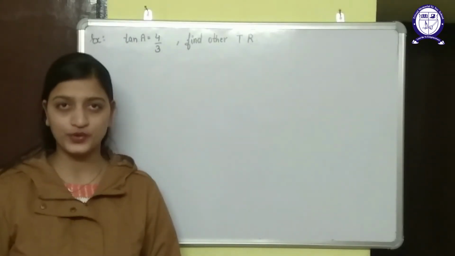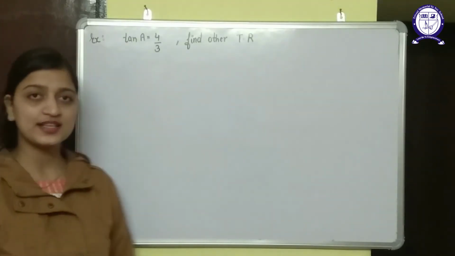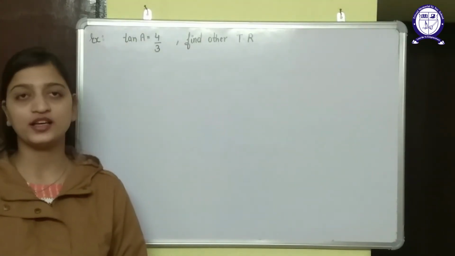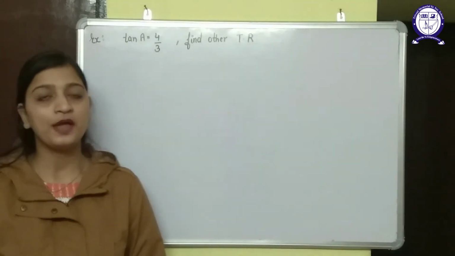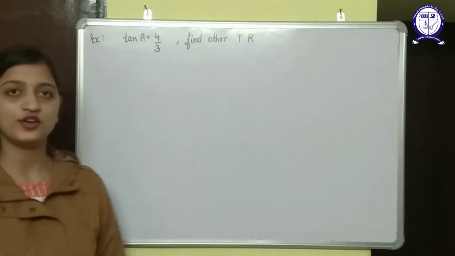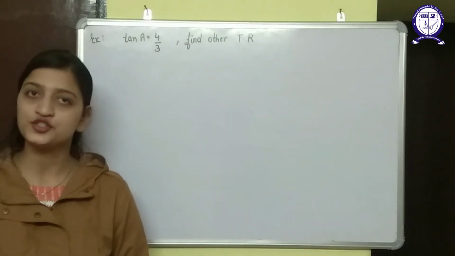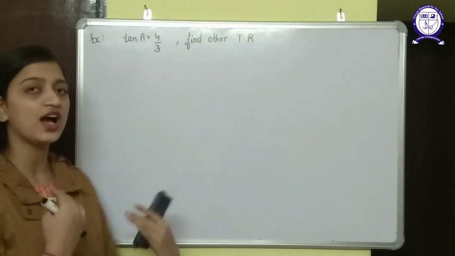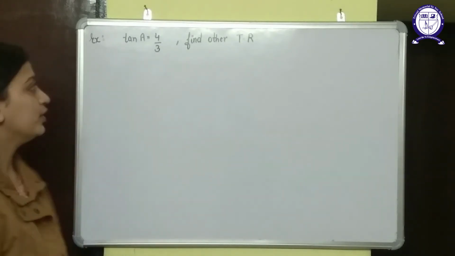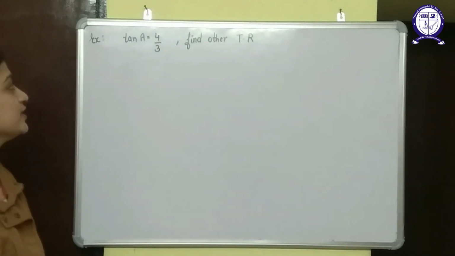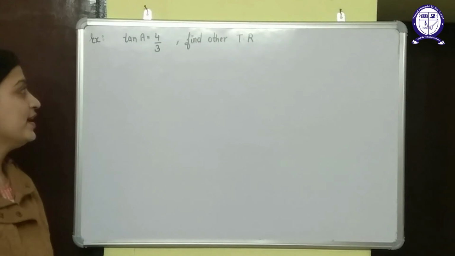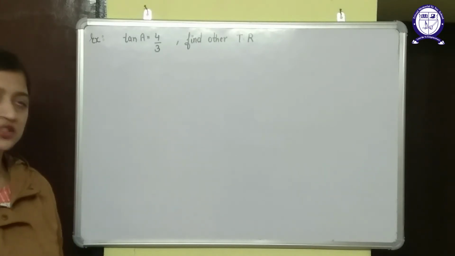Now let's take one more example. In the previous example, the sides of the triangle were given directly to you. But in this example, the sides are not given. Instead, a trigonometric ratio is given and you need to find the other trigonometric ratios. So in the question, this is given: tan A is equal to 4 upon 3.